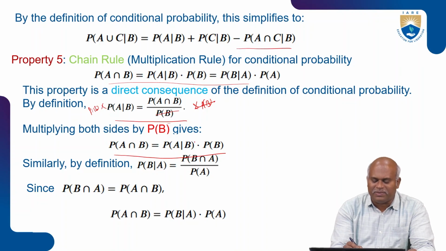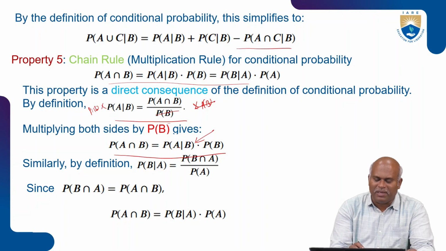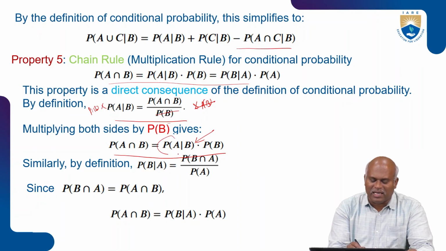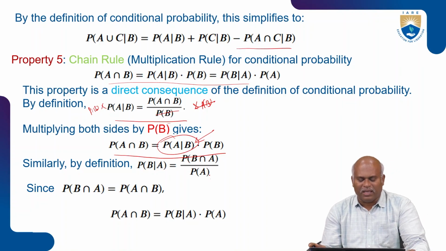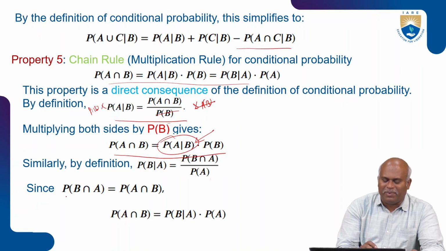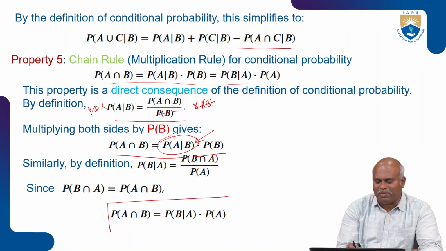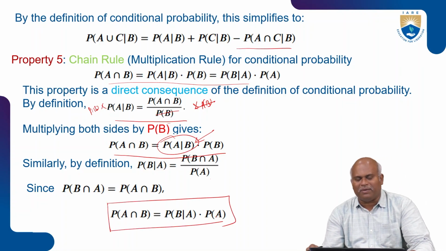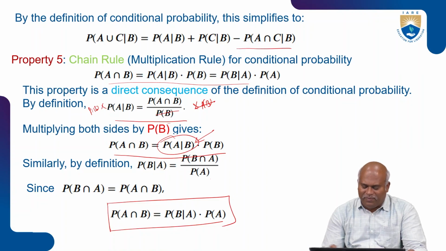Now I need this portion only, P of A intersection B. For the conditional case, P of B given A is equal to P of B intersection A divided by P of A. We can write it as P of B intersection A or P of A intersection B. Finally, the probability is represented as P of A intersection B is equal to P of B given A times P of A.